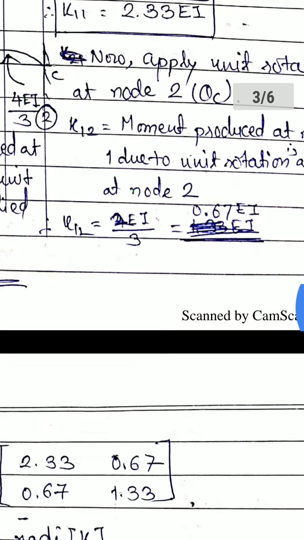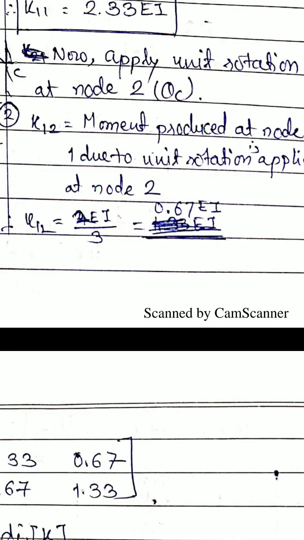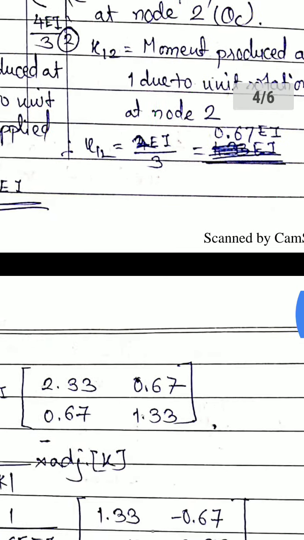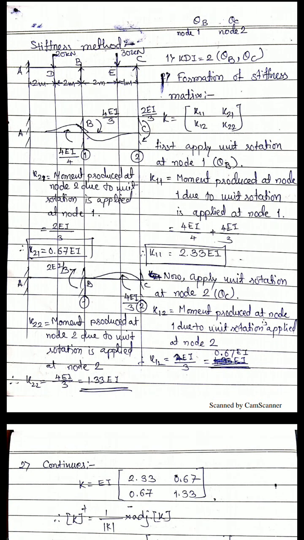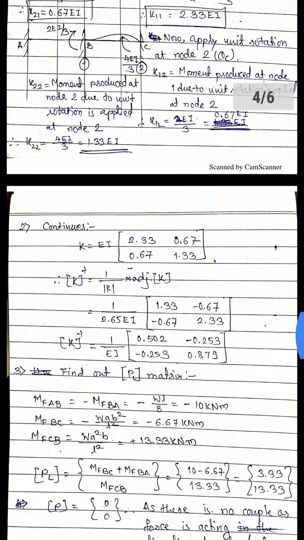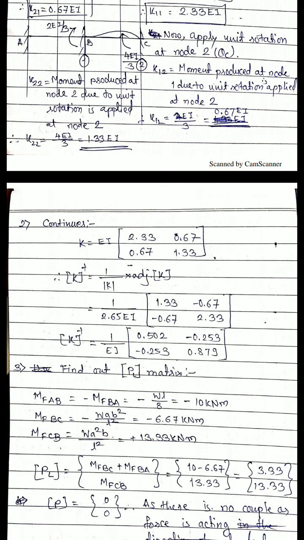Okay, that is nothing but your k12, 2EI by 3. That will become something like 0.67EI. So from this you can easily find out the stiffness matrix. So k is nothing but, EI is taken as a constant outside of the matrix. So it is 2.33 for k11, then 0.67, 0.67, which are called non-diagonal elements, that is k12 and k21. That has to be exactly equal. Okay, and then k22 is 1.33.